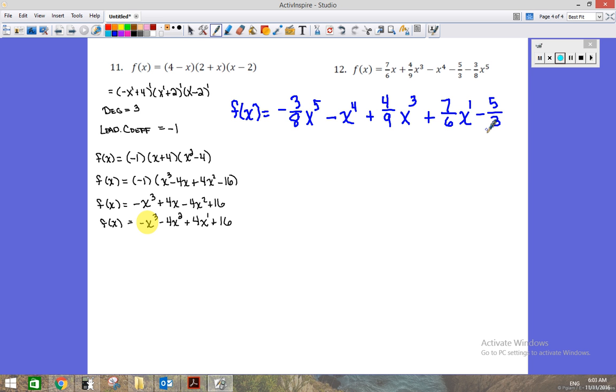So things like that I have to do because I know I'm prone to accidentally losing that negative sign that's a negative coefficient. So the information now that I want is in this leading term. The degree is 5. The leading coefficient is equal to -3/8.